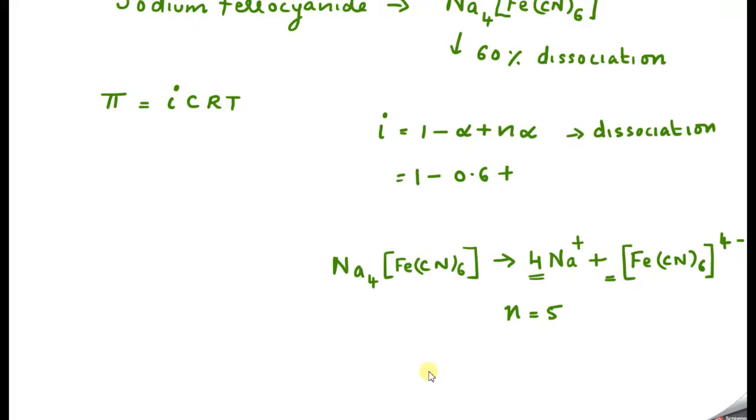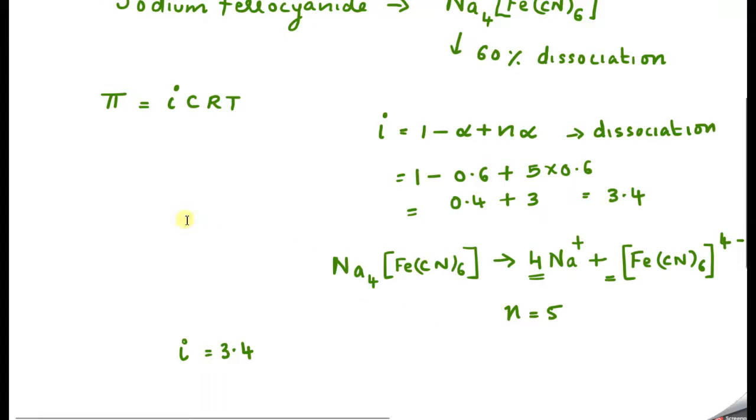I can substitute this n value, 5, into 0.6. So this will become 0.4 plus 5 into 0.6, which is 3. Then this will become 3.4. So I got the i value, and the i value here is 3.4.